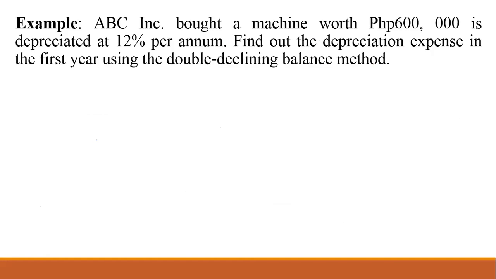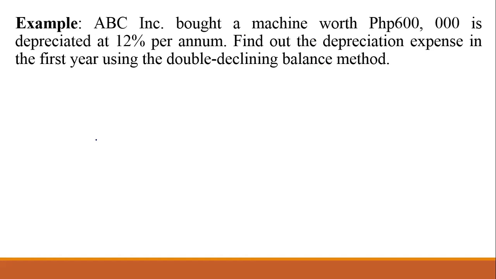So we have here ABC Incorporated bought a machine. Okay, so magsawa tayo sa machine. Machine worth 600,000 pesos. Depreciated at 12% per year, per annum. Okay, so find out the depreciation expense in the first year. Okay, so in the first year using the double declining balance method. All right.